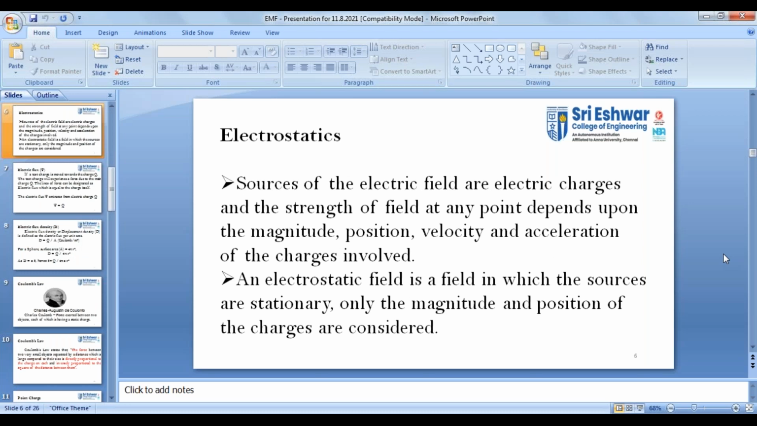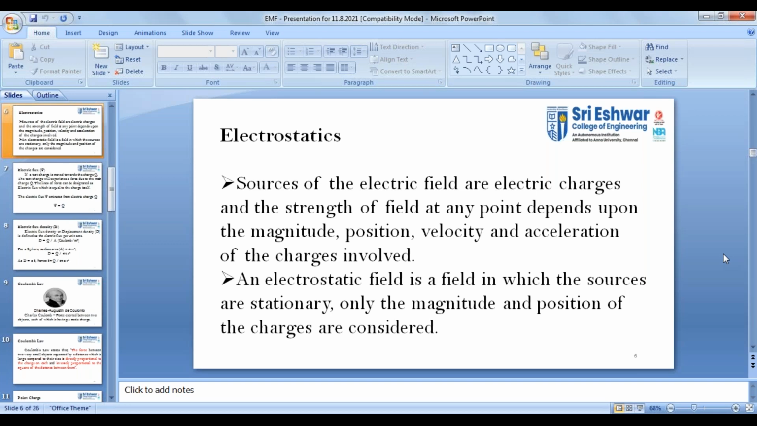Sources of the electric field are electric charges, we know that, and the strength of the field at any point depends on four parameters. Number one, its magnitude. Number two, its position. Number three, its speed, that is its velocity, and finally its acceleration. So the strength of that particular field depends upon the magnitude, position, velocity, and acceleration of the charges involved.